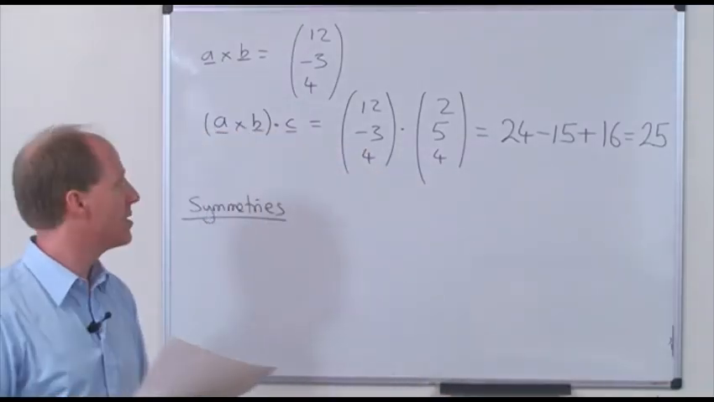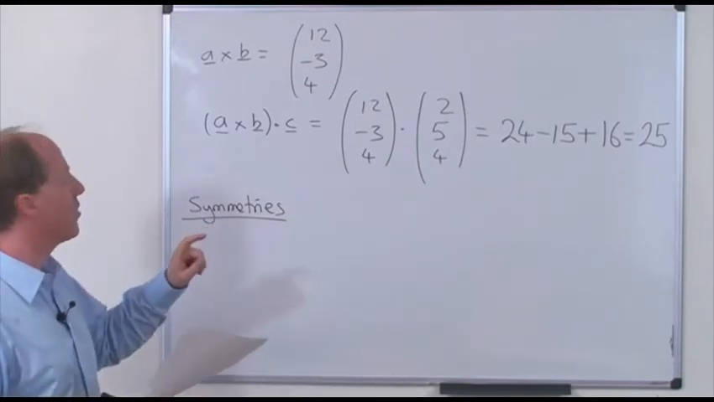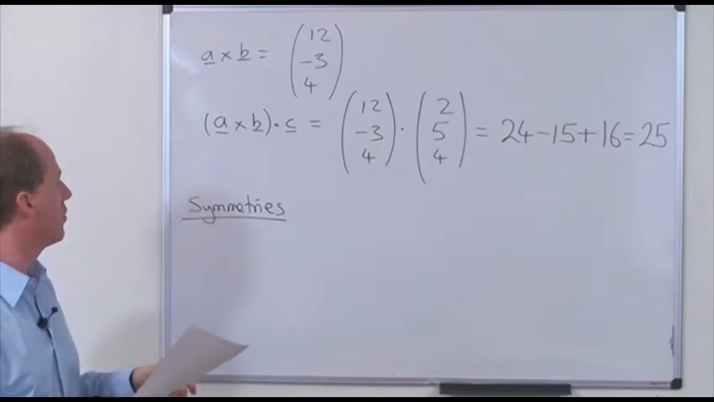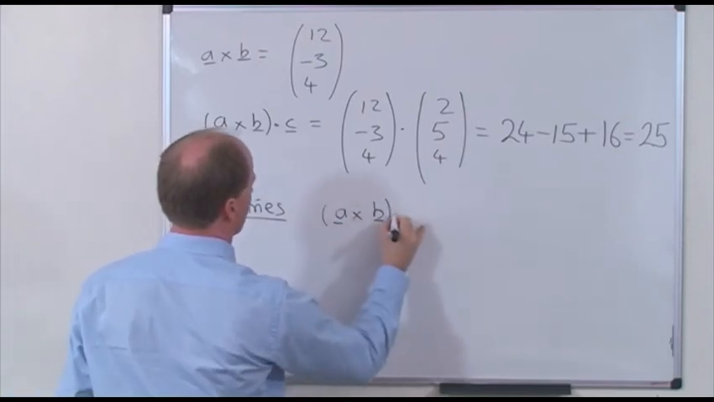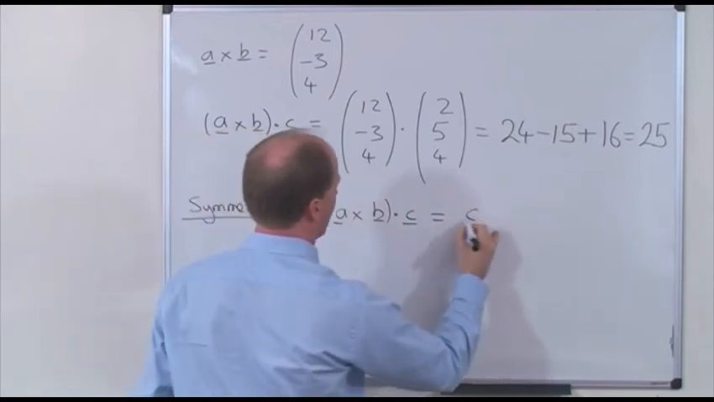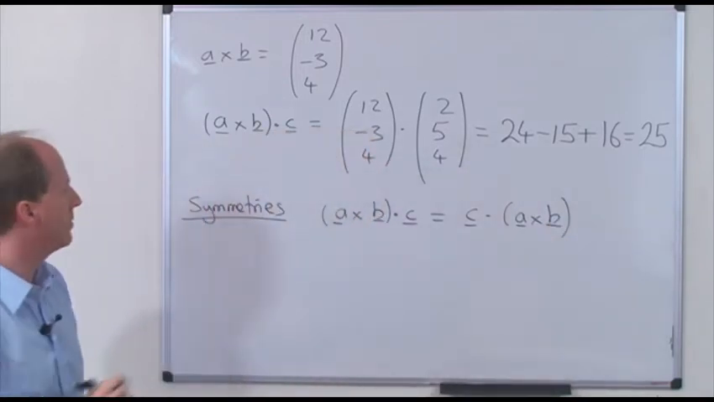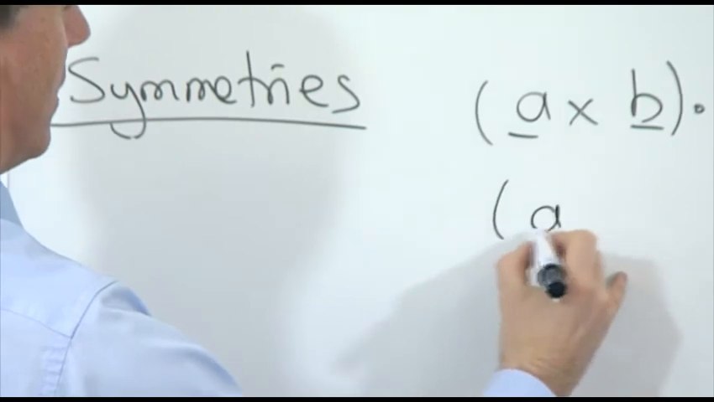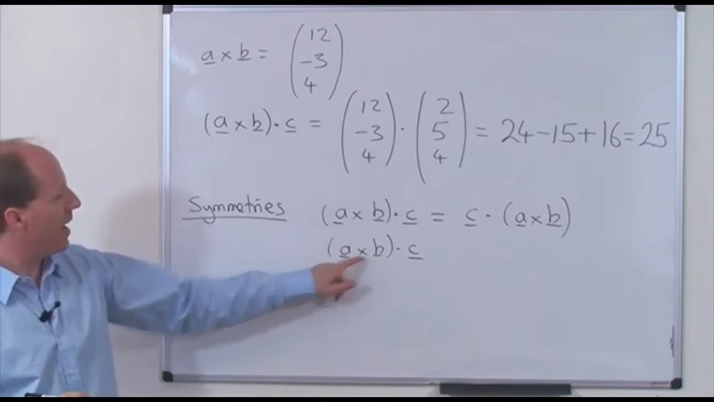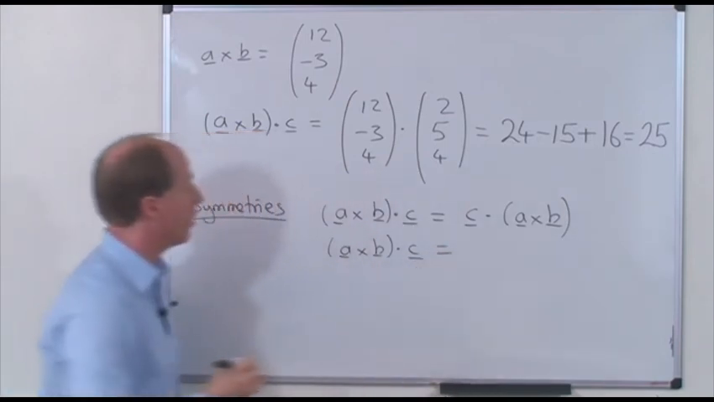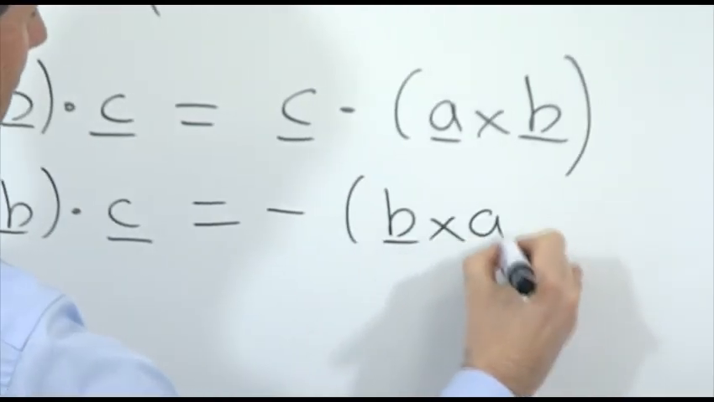Now there are a number of symmetries of the triple product. The first few come from the symmetry and anti-symmetry of the dot and cross product. So A cross B dot C is equal to C dotted with A cross B, because the dot product commutes. However, if I swap A and B round, then because of the anti-commutativity of the cross product, this gives me minus B cross A dotted with C.